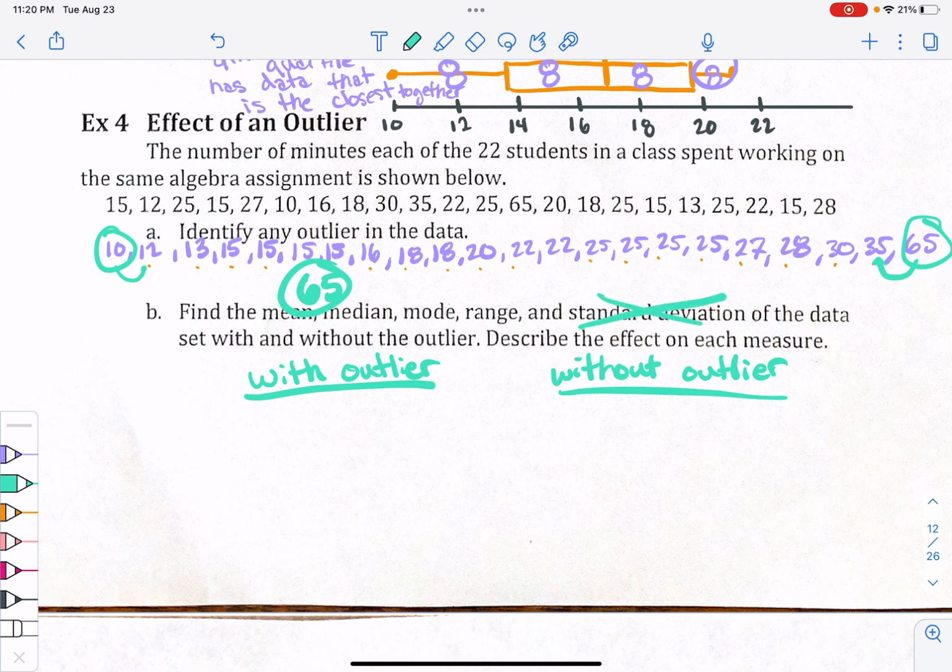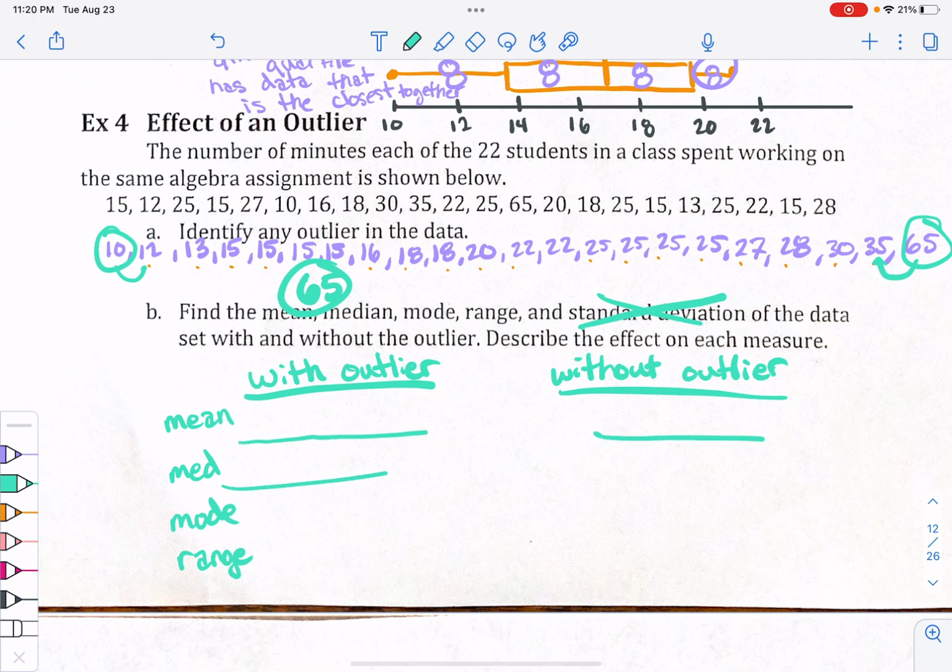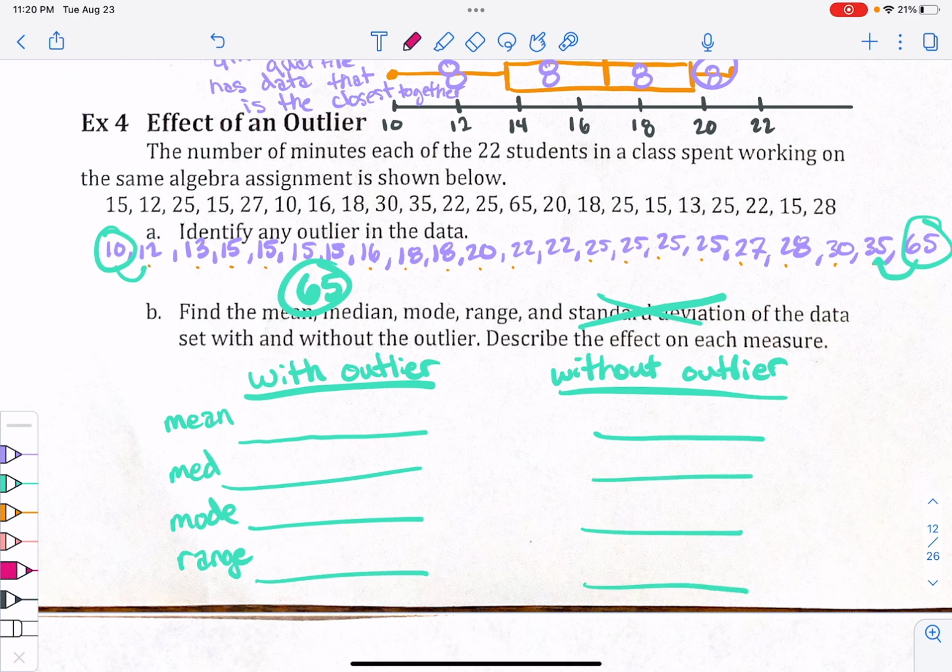I don't ask you to do that on your homework assignment because that's the really tedious, ugly one that has the table. So we're just going to do mean, median, mode, and range, and then we are going to compare those things and talk about whether it changed a lot or only a little. So there's those numbers. Let's start with range. That one's nice.